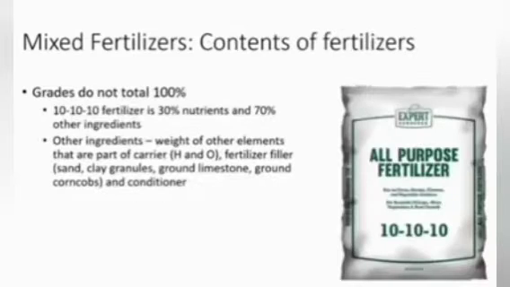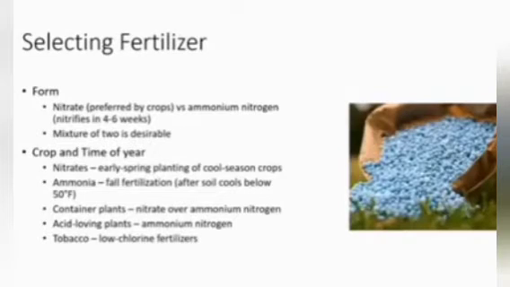Fertilizer grades never total 100%. For example, 10-10-10 fertilizer is 30% nutrient and 70% other ingredients. What are those other ingredients? Primarily, the remainder of the fertilizer is the weight of the other elements that are part of the carrier, such as hydrogen and oxygen. Nitrates are preferred for early spring planting of cool season crops. Ammonia is better for fall fertilization because less nitrogen will leach out of the soil before spring.